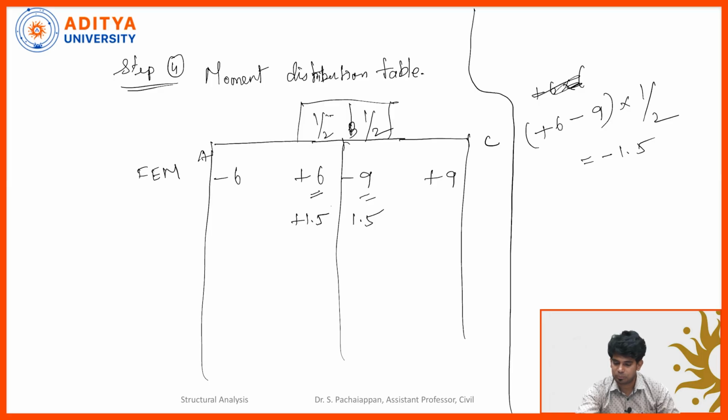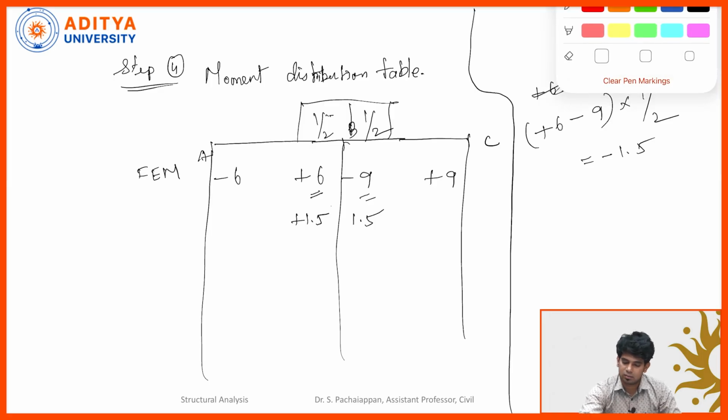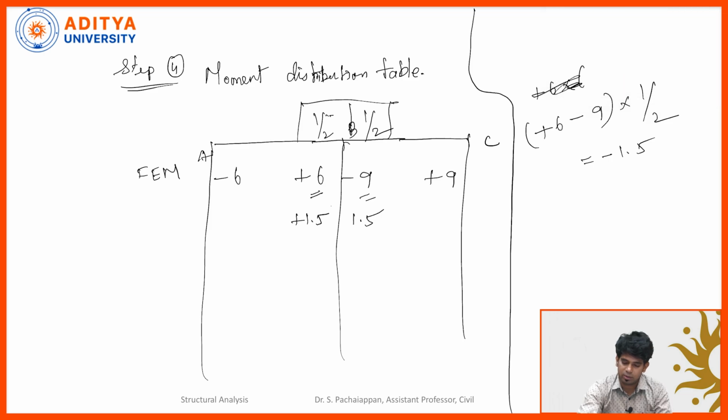Once again I explain. We need to add these two values, this value and this value. Both values we need to add, and then the summation should be multiplied with the distribution factor of BA, which is 1 by 2. We will be getting minus 1.5. We need to write the positive sign. Similarly, plus 6 minus 9, the summation should be multiplied with 1 by 2. So we will be getting minus 1.5. You need to write the plus 1.5. So this is the operation.